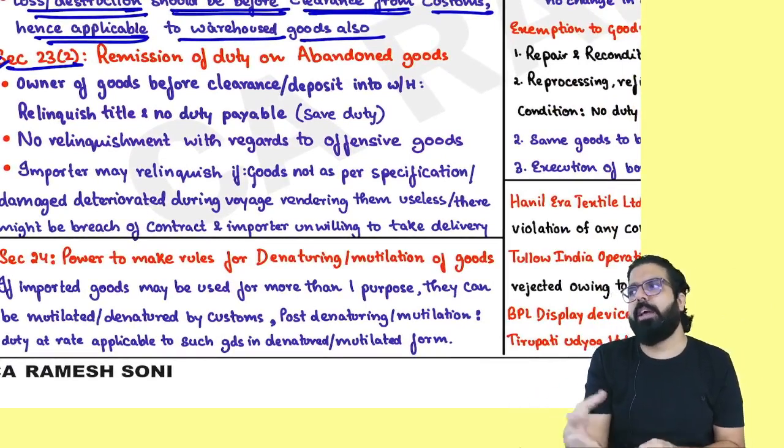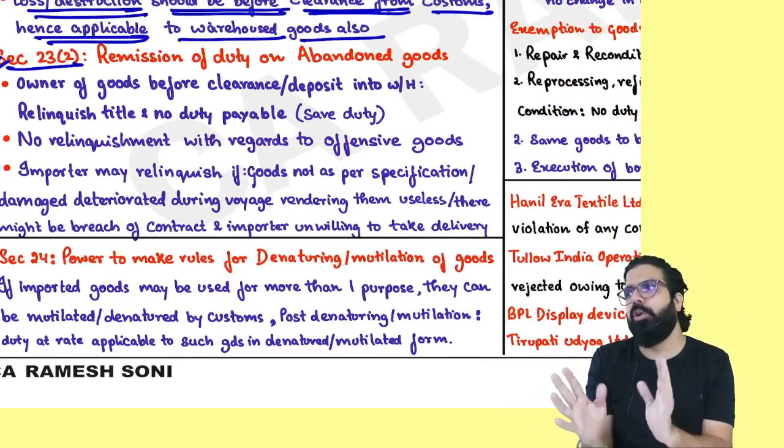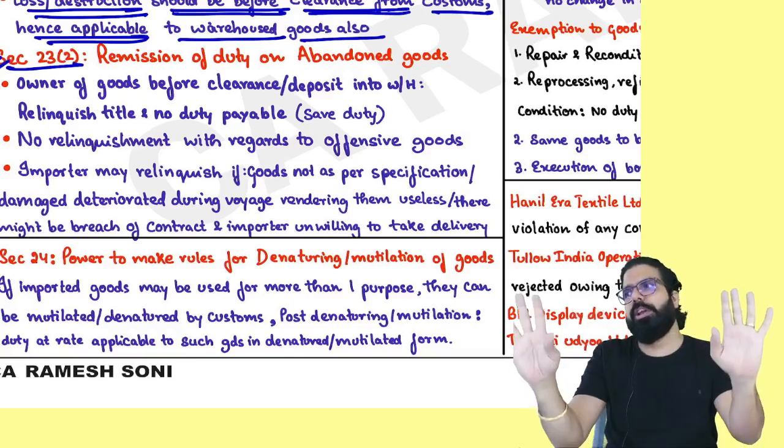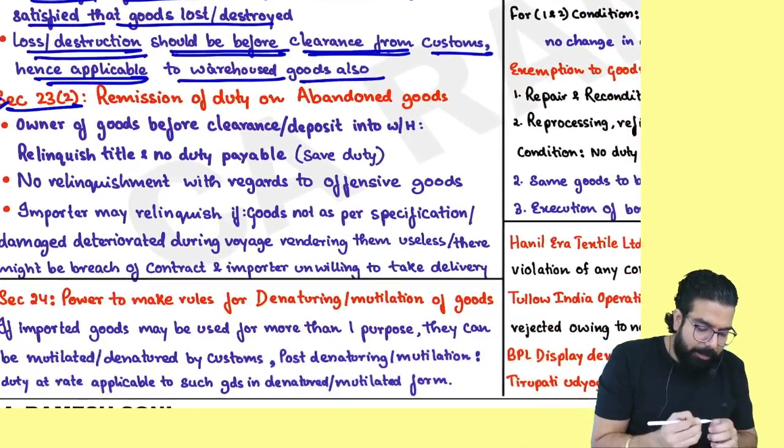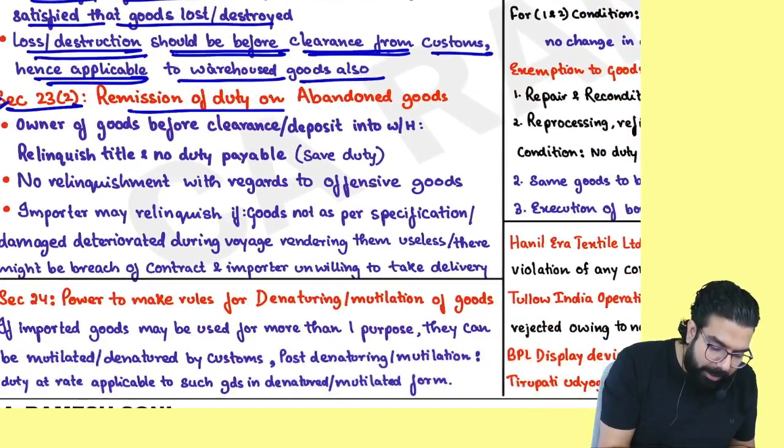The mango seeds are only there. You are telling, sir, I don't want the goods. The customs department will say, we don't want the duty. Remission of duty on goods abandoned.